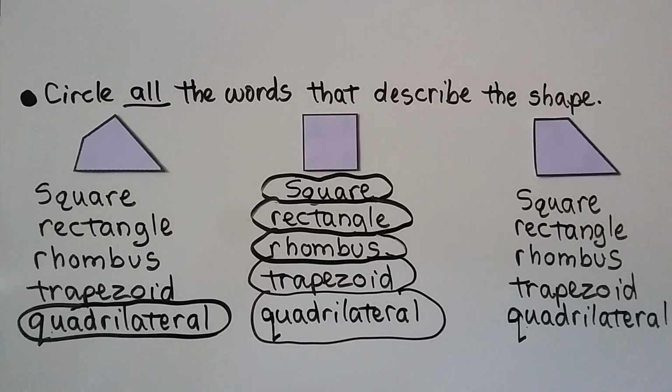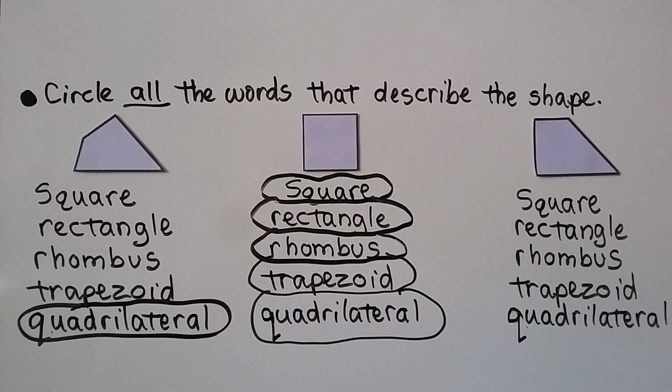Now look at this shape. Is this shape a square? No, it doesn't have 4 equal side lengths. And it doesn't have 4 right angles. Is it a rectangle? No, it doesn't have 2 pairs of opposite sides that are parallel, and it doesn't have 4 right angles. Is it a rhombus? Well, to be a rhombus, it needs 4 equal side lengths, and it doesn't have that. And it doesn't have 2 pairs of opposite sides that are parallel, so it's not a rhombus.